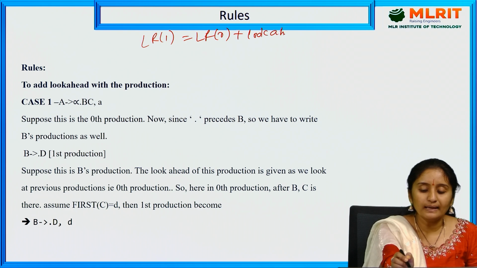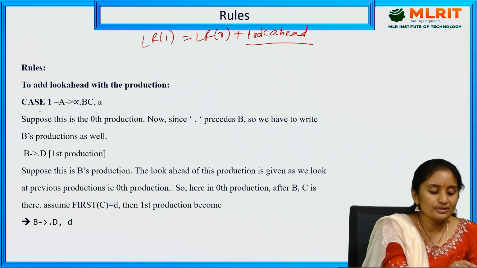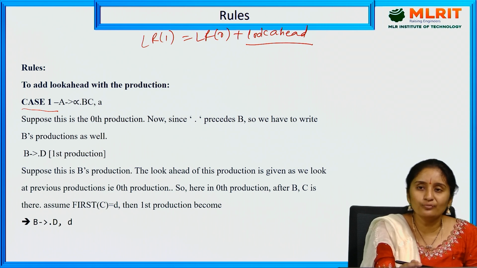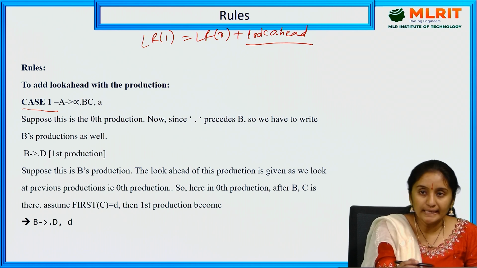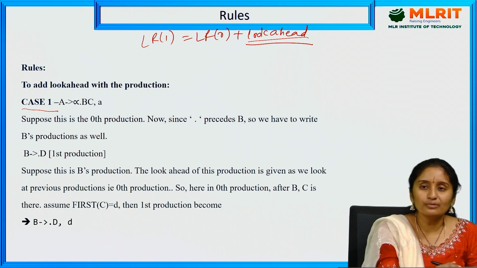To calculate the lookahead symbol, to place some lookahead symbols, there are some rules. So what is the first rule? Case 1: to add lookahead with the productions. In each state, when we apply the goto function on each state, for each production we need to add the lookahead symbols. So directly we cannot add the lookahead symbols. There are some rules we need to follow.